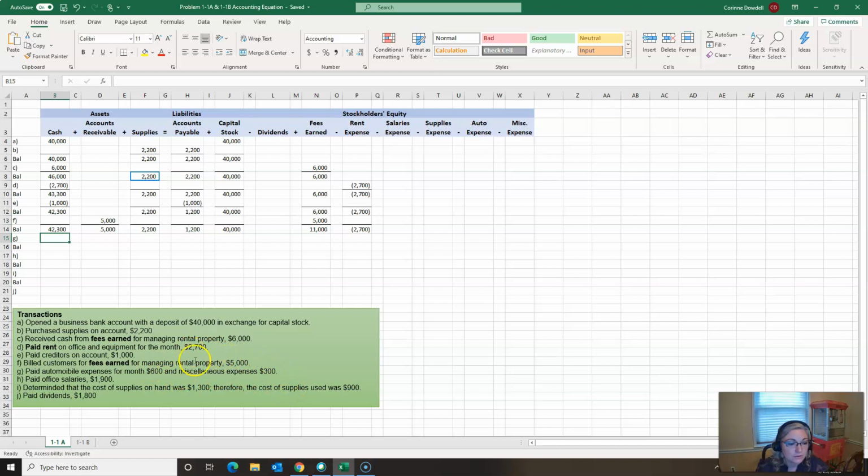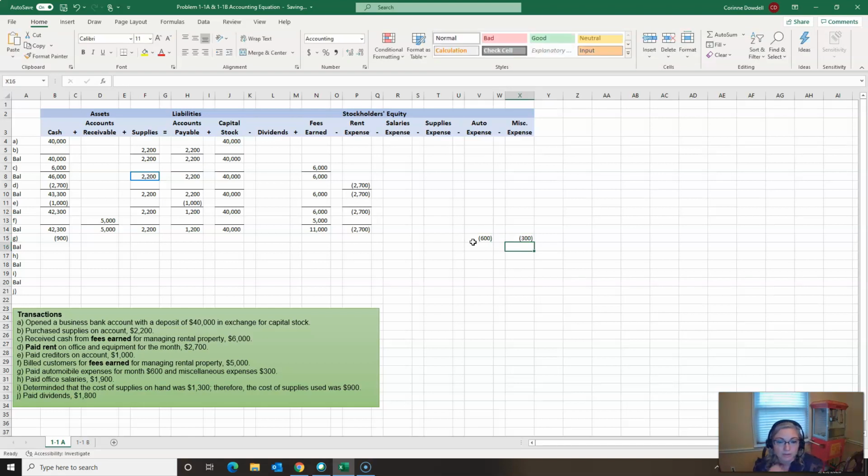So for this transaction, there's going to be 3 accounts affected for a total of $900. It's going to be $600 plus $300. So we're paying out $900 in cash. So the cash is going to go down by $900. And then we're going to come over here and we're going to go to our auto expense. And we see that auto expense is a minus $600 and miscellaneous expense is a minus $300.